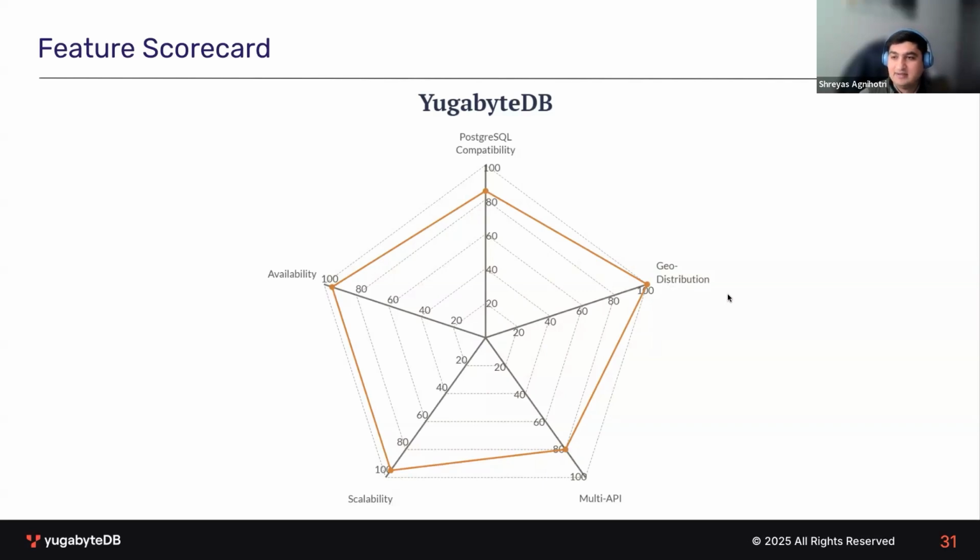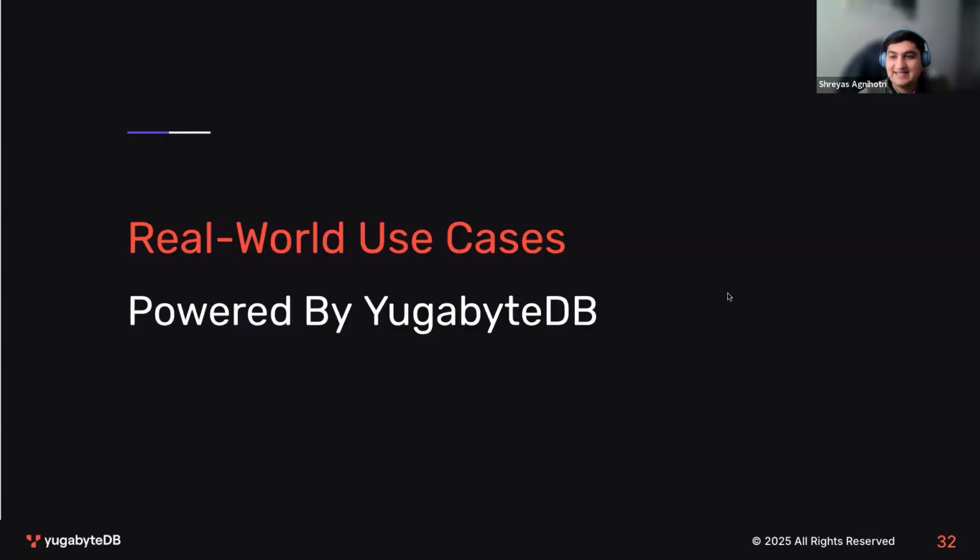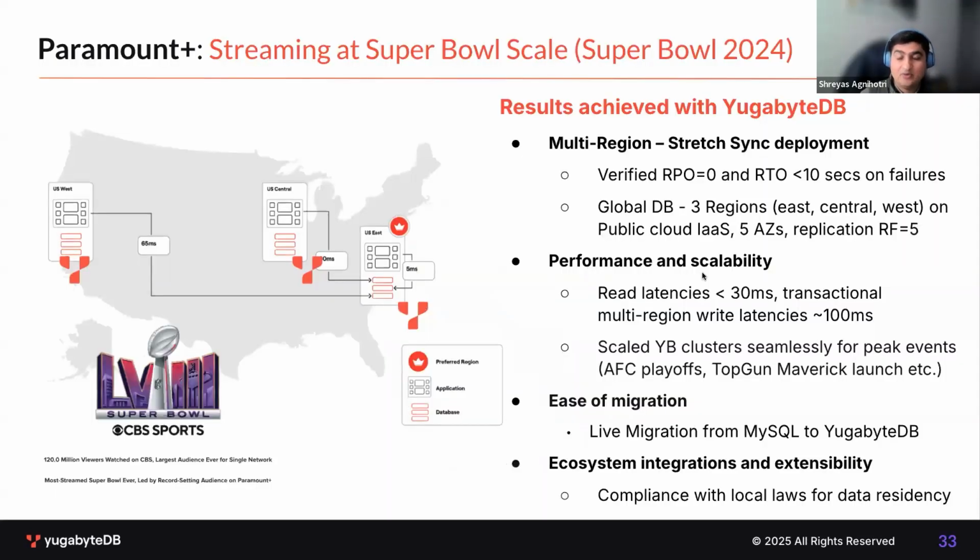So with that, let's look at some of the real-world use cases to get a sense of what kind of use cases are powered by Yugabyte today. So the first one is Paramount Plus, the streaming application. And if you watched Super Bowl last year, 2024, then Paramount Plus exclusively streamed Super Bowl last year, and YugabyteDB was acting as the backend for the user authentication for this use case. And this was a pretty significant workload given the scale. Streaming at Super Bowl scale is no mean feat. And then while making sure there's no downtime, there's no performance and scalability problems for the end users.